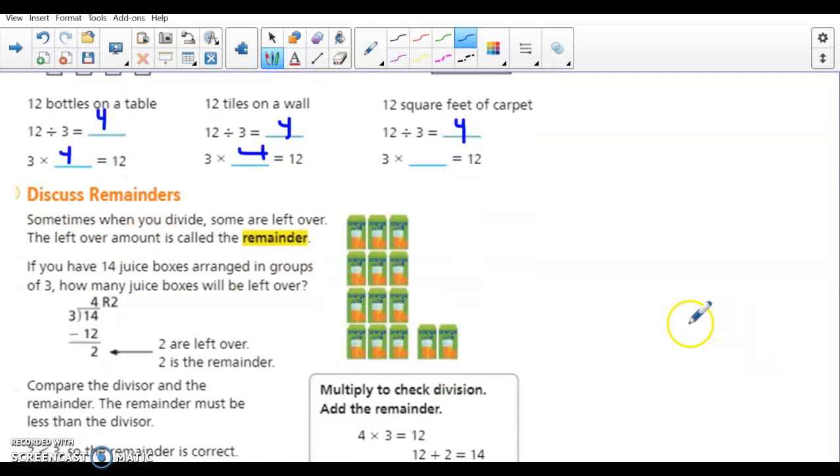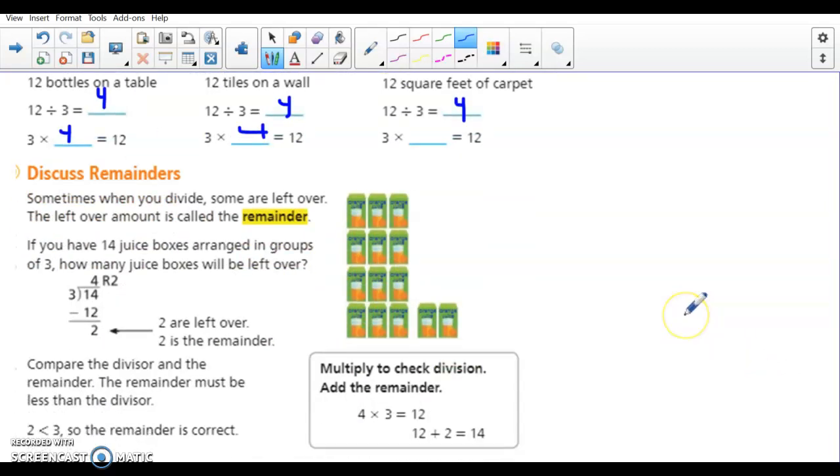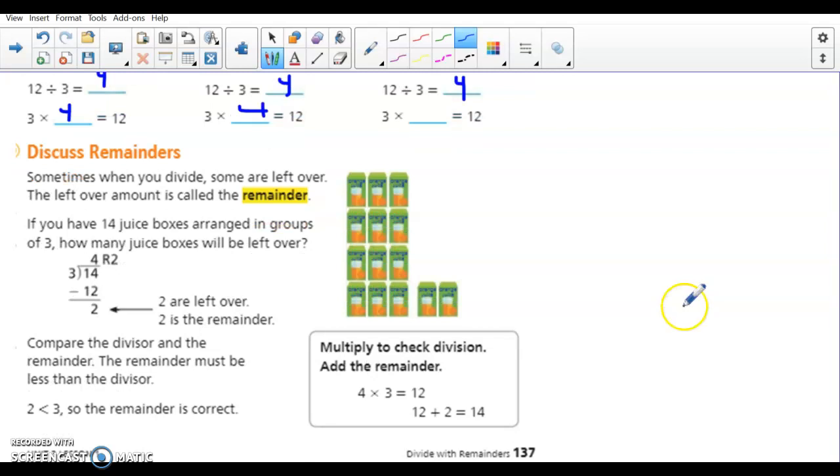And now sometimes this doesn't work out. Sometimes we're not dealing with the easiest of numbers. Okay? In fact, oftentimes it won't work out like this, especially in today's problems. And so if you don't have the exact right amount, we're going to have something left over, and we call that the remainder. So if you have, for example, 14 juice boxes, and you want to put them in groups of 3, how many juice boxes will be left over?